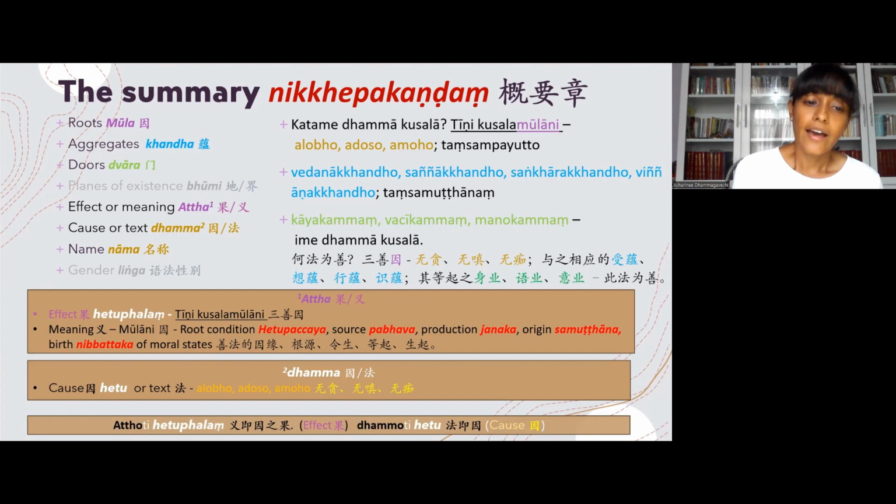And alobho, adoso, amoho are given in orange, and they correspond to the Dhamma. And these Dhamma are considered as the cause. And these three together give rise to the effect, which is the three wholesome roots, Tini Kusala Mula.